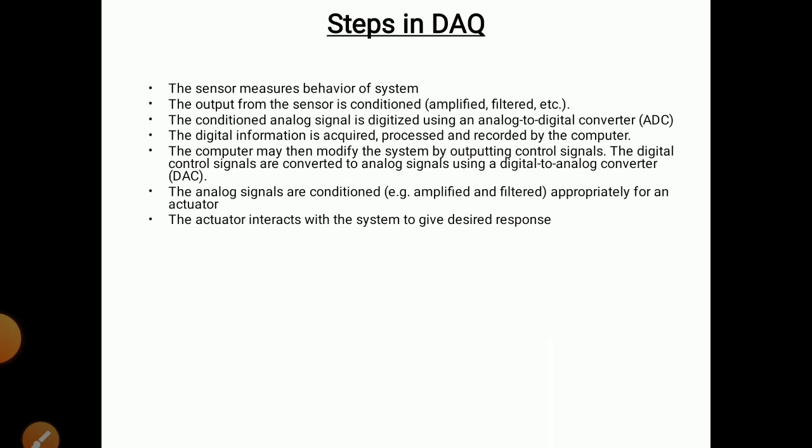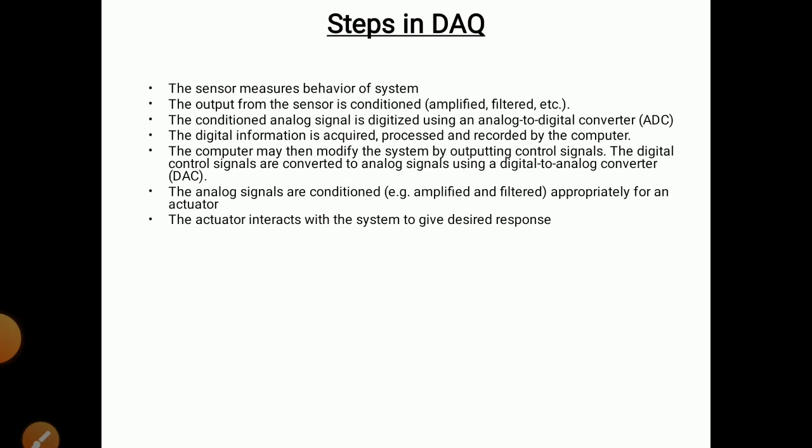What are the steps in a data acquisition system? The first step is the sensor measures the behavior of the system. Then the output from the sensor is conditioned, that is amplified or filtered. The conditioned analog signal is digitized using analog to digital converters. The digital information is acquired, processed and recorded by the computer. Next, the computer may then modify the system by outputting control signals.